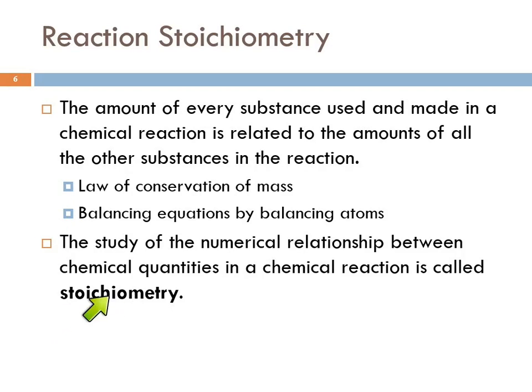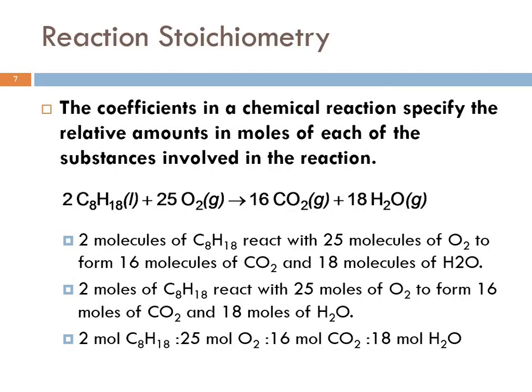So this crazy word, stoichiometry, is studying the numerical relationships between chemical quantities in a reaction. And this is an important part of chemistry and one of the big reasons that you need to know how to do dimensional analysis. So when we look at a chemical equation, the coefficients, those are the big numbers in front, specify relative amounts in moles of each of the substances.